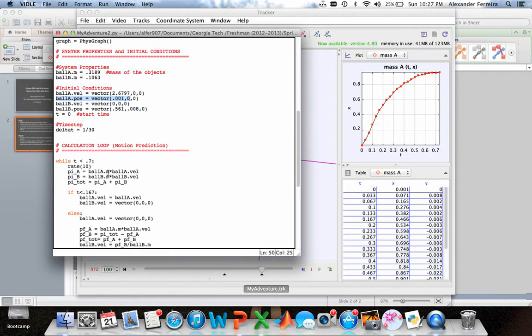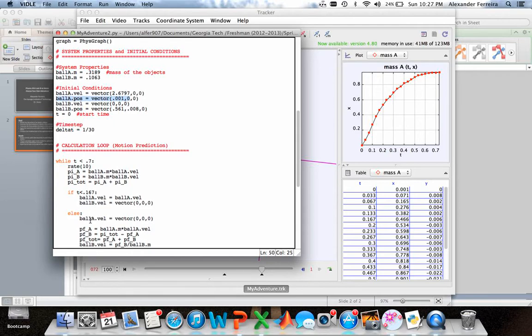Then we come down here into this loop, and we calculate our initial momentum for object A, object B, and the total initial momentum. Right here you'll see time is less than 0.167 seconds. That's saying that if the time is before the interaction, ball A will have some initial velocity, however ball B will be 0 because the second box is stationary. Basically, before the interaction occurs, object A will have some velocity and object B will be at rest.